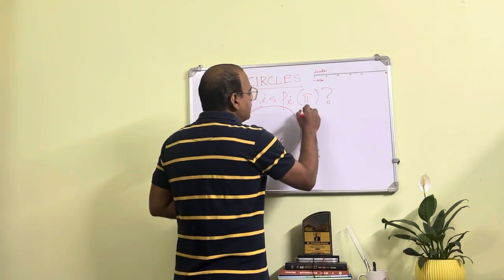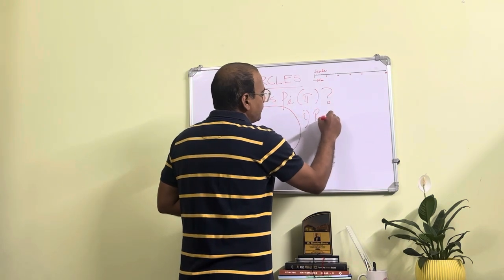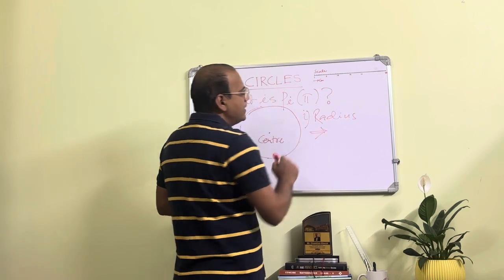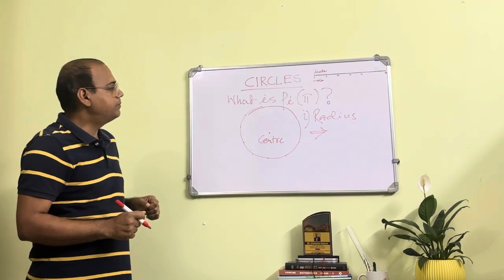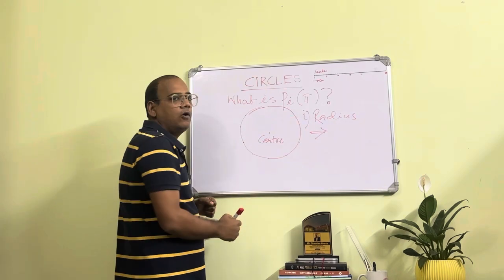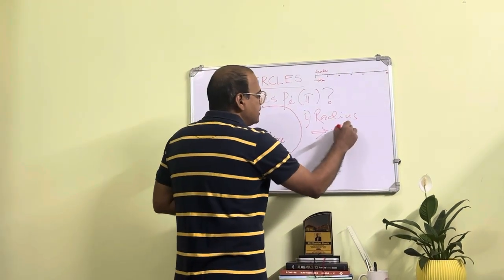We'll start with radius. The radius is basically the distance between the center and any point on the circle, which is denoted as r.